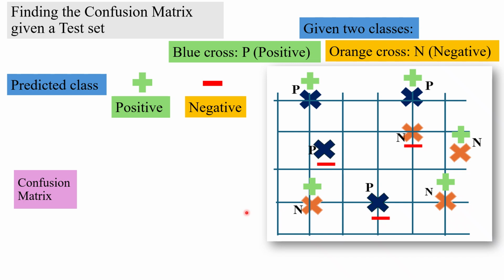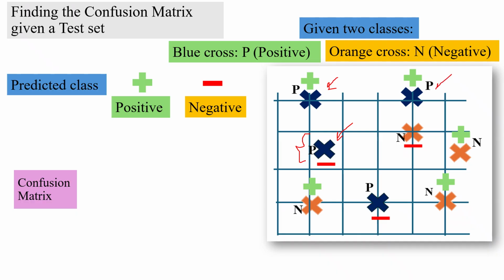Now, we want to make the confusion matrix for this. See, first let us observe this particular data. What is it? It is positive. We have written P. It is a blue cross. It is positive. But what is the predicted class? It is negative. Okay. So for this data point, it holds that it is actually positive identified as negative. What about this? It is positive identified also as positive. So this will be a true positive.